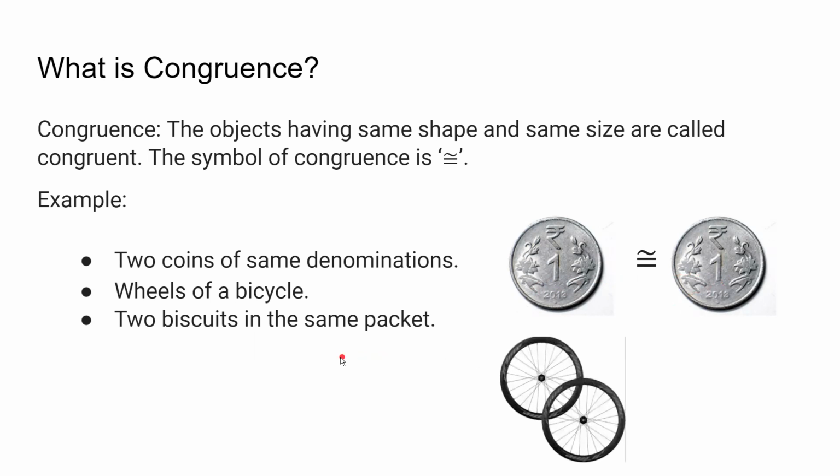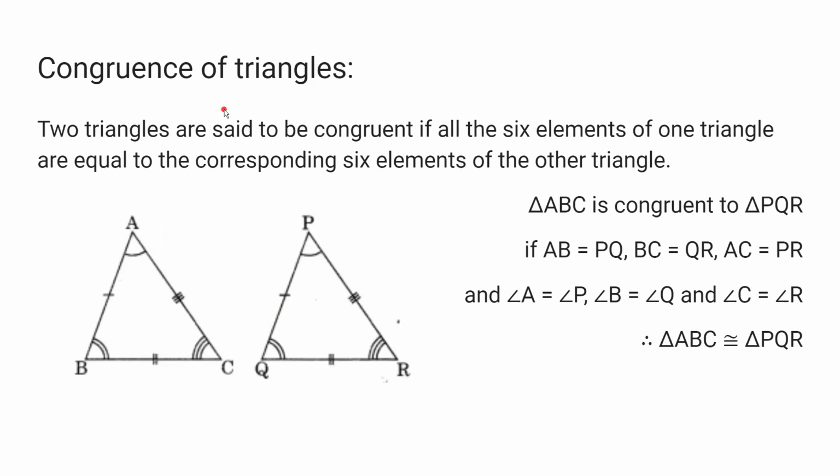Next are the wheels of a bicycle. Now two biscuits in the same pack, they are all congruent. Next is congruence of triangles. Now two triangles are said to be congruent if all the six elements of one triangle are equal to the corresponding six elements of the other triangle. Now, what are the six elements? The six elements of a triangle are three vertices, sides, and angles. Now, let's understand how triangle ABC is congruent to triangle PQR.